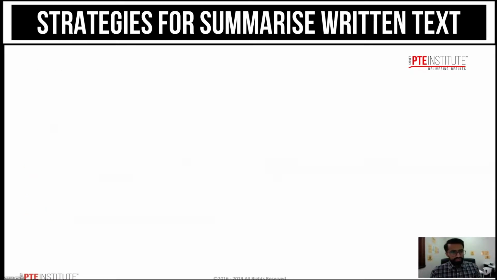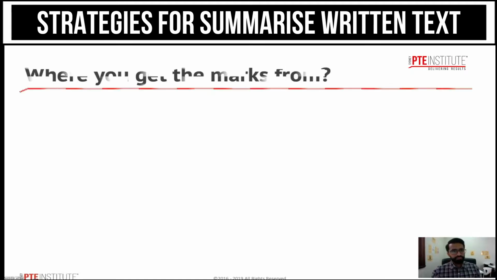So that covers the common errors that go into the summarized written text. Now you need to understand the marks that you're getting. There are a total of 7 marks for every summarized written text. Where are those marks coming from?